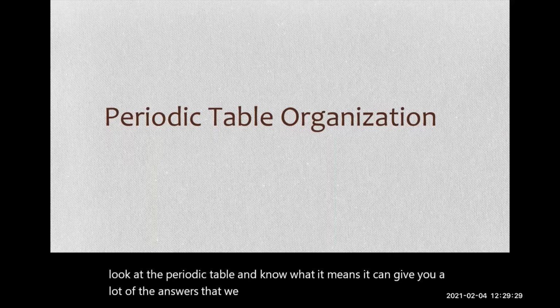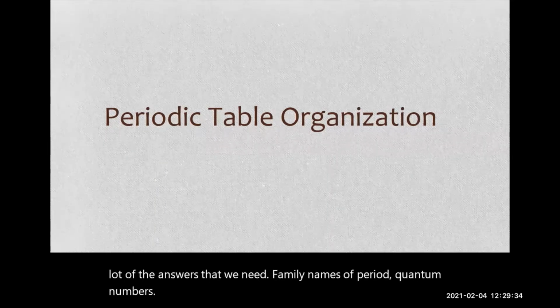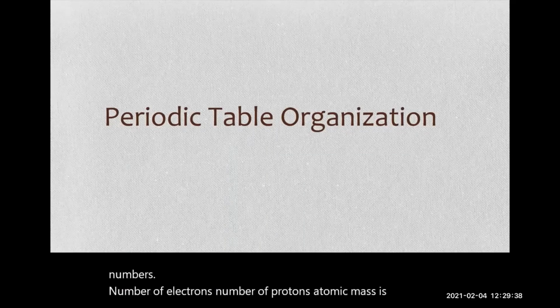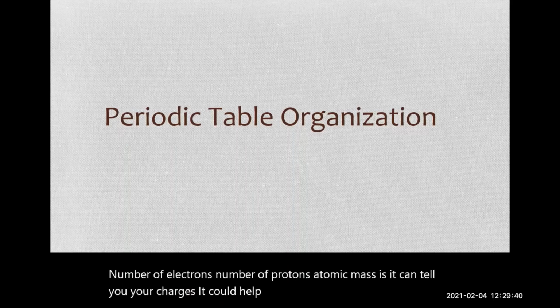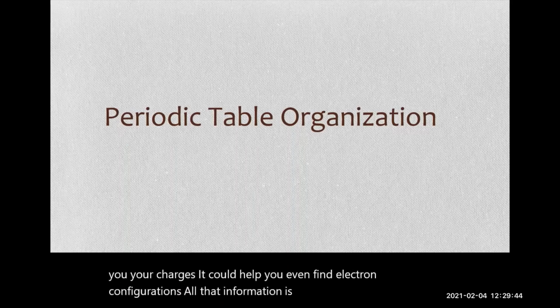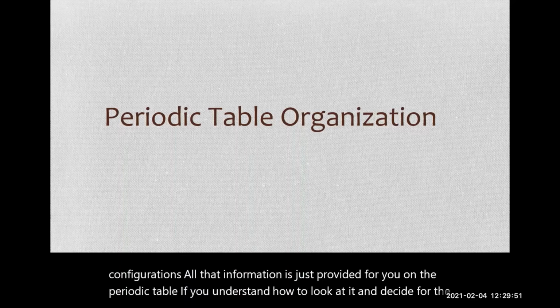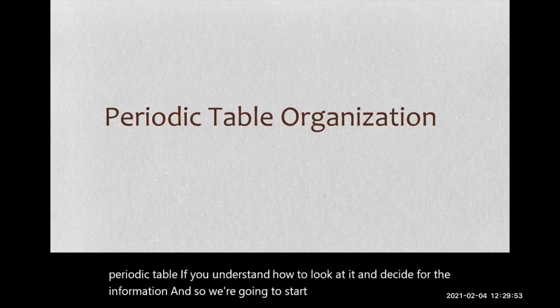Family names, a period, quantum numbers, number of electrons, number of protons, atomic masses. It can tell you your charges. It can help you even find electron configurations. All that information is just provided for you on the periodic table if you understand how to look at it and decipher the information. And so we're going to start working through that today on the organization of the periodic table.